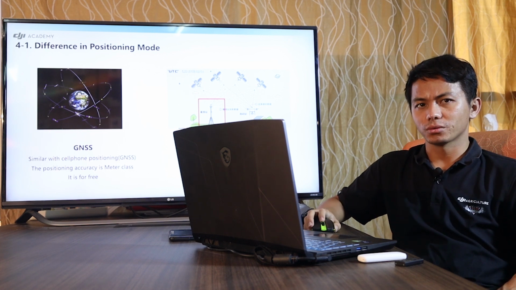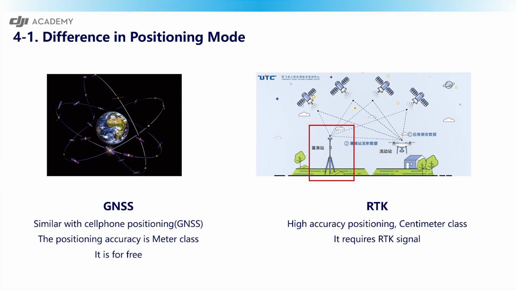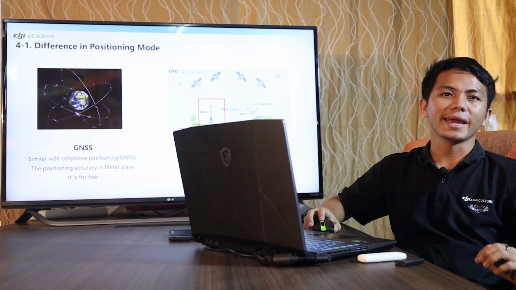How do satellites work with drones? GNSS, Global Navigation Satellite System, with 7 satellites and higher. It's middle level accuracy, up to 0.8 meter.